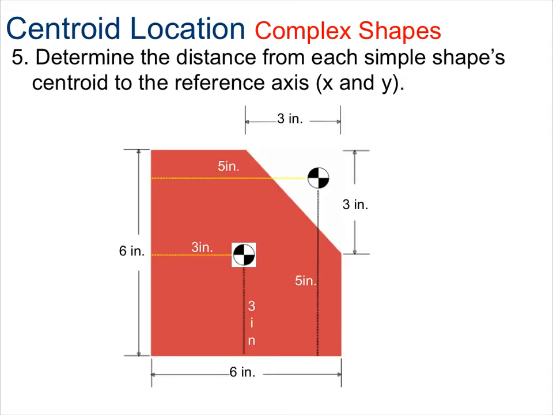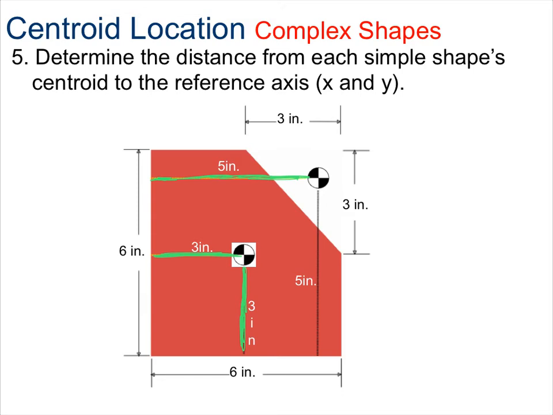In step number 5, you're going to determine the distance from each of the simple shapes' centroids to the reference axis. Again, we're going to be doing this from both the x as well as the y axis. So for shape number 1, we have a horizontal distance to our y axis of 3 inches. And then we have a vertical distance from the centroid to the x-axis of also 3 inches. For shape number 2, our right triangle, we're going to have a distance from the centroid to the y-axis of 5 inches. And make sure you guys can see how we got that.